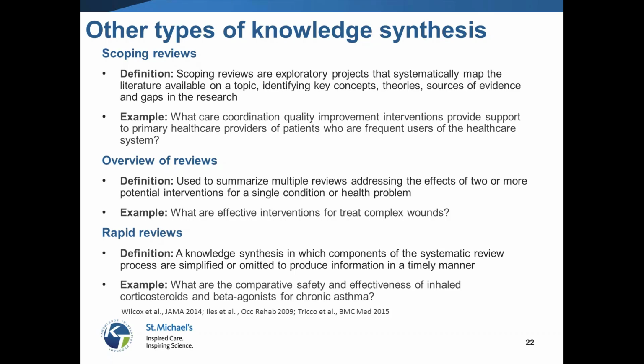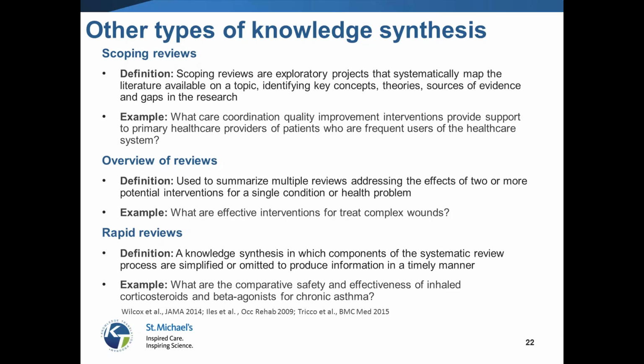So another type of review is a scoping review. So this is an exploratory project where we want to map all the literature given on a topic. So we want to think about the key concepts, theories, sources of evidence, and gaps. An example of one that we did was care coordination quality improvement interventions to support primary healthcare providers who were frequent users of the healthcare system. And so this was one that we had done for, again, our Ontario Ministry of Health.